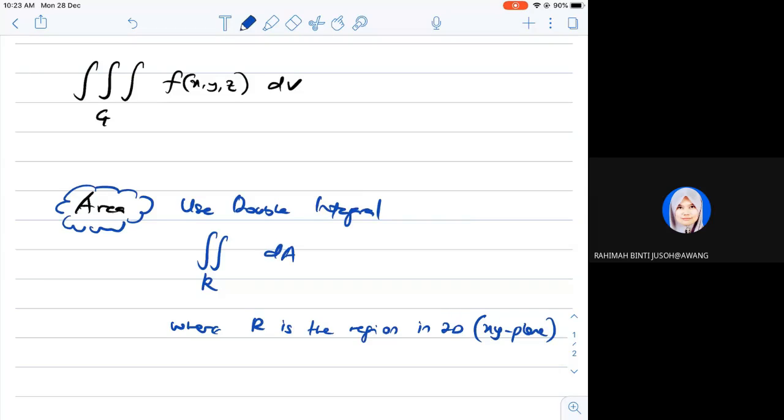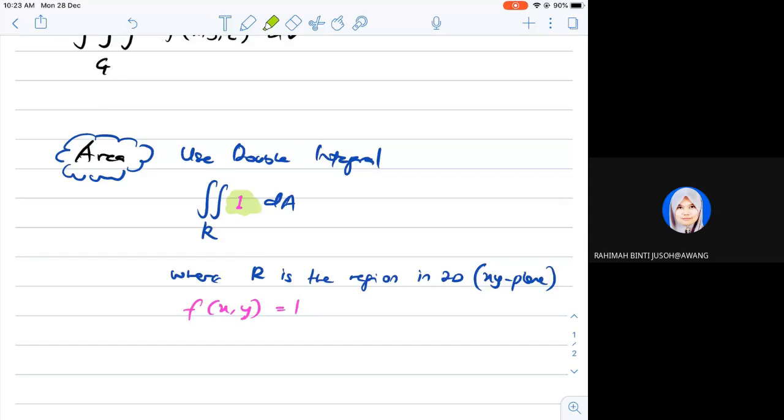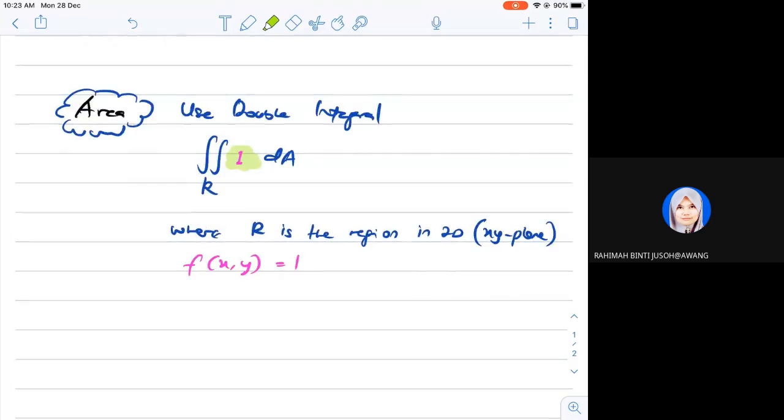And if you notice here, guys, we don't have any function in the middle. We just have one, or we can say that f(x,y) equals 1. We don't have any function in the middle here, it's just equivalent to 1. That's calculating area using double integration.